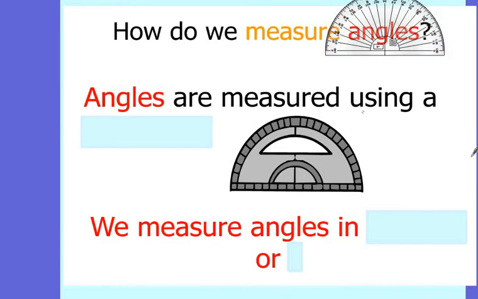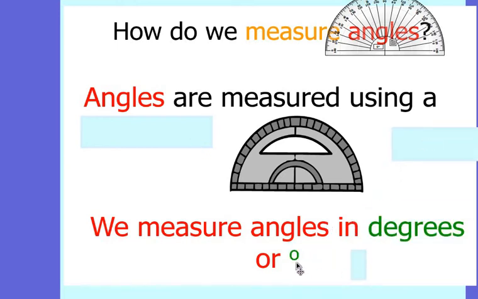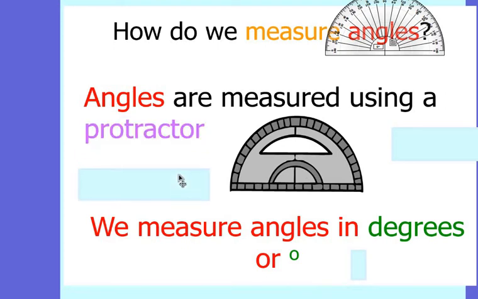But how do we measure angles? Angles are usually measured in what, Freya? Angles are usually measured in degrees, which we write as this little 0 symbol. What do we use to measure an angle? I've drawn a little picture to help you out, Ellen. A protractor, brilliant. You're going to need a protractor for today's lesson.